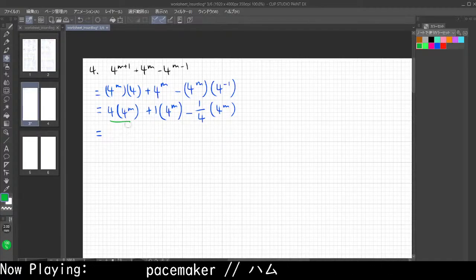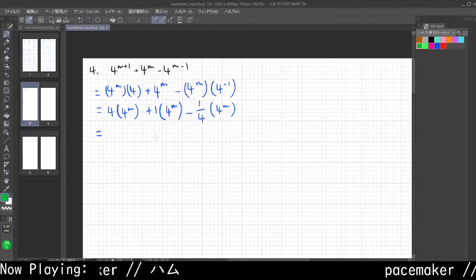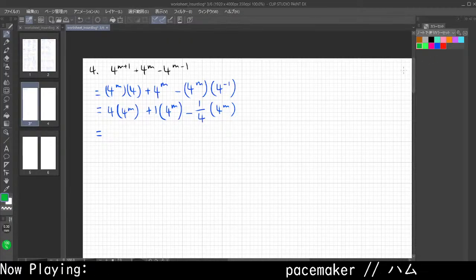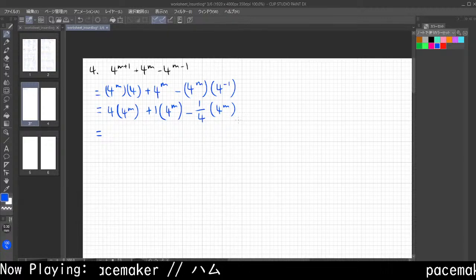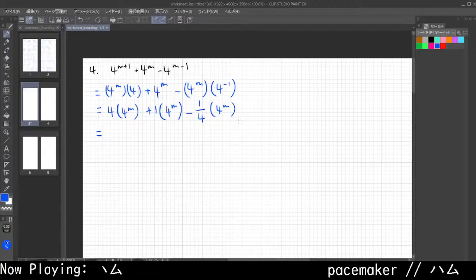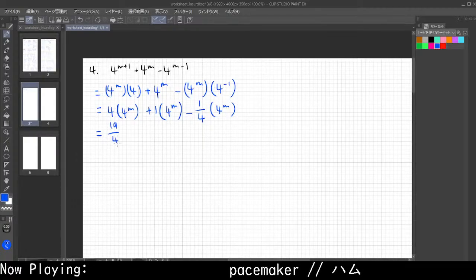This will basically function the same way as simplification question 1f, question 1 sub question f. It's basically the same format, so we just do it anyway. So 4 plus 1 minus 1 over 4, if you press this into your calculator, you will get the answer to be 19 over 4 multiplied by 4 to the m.